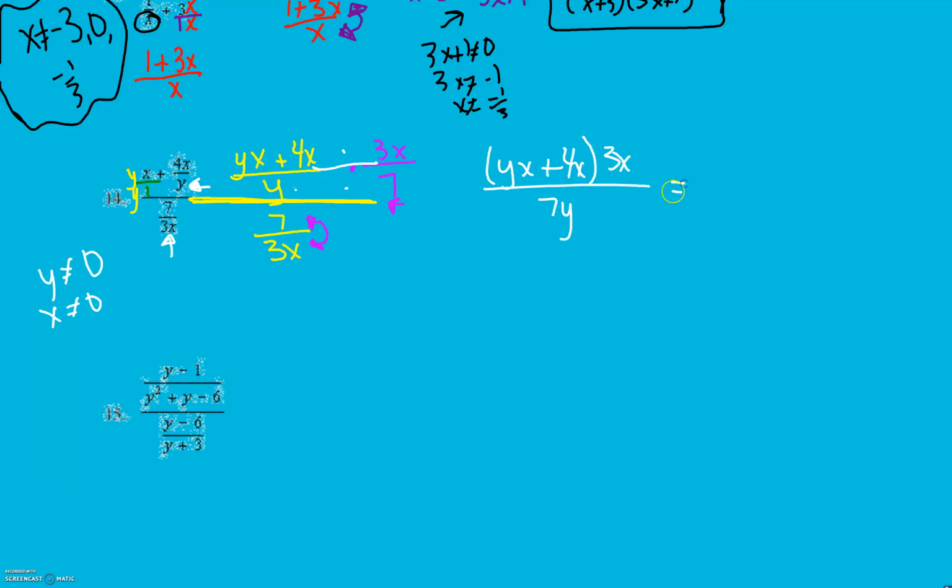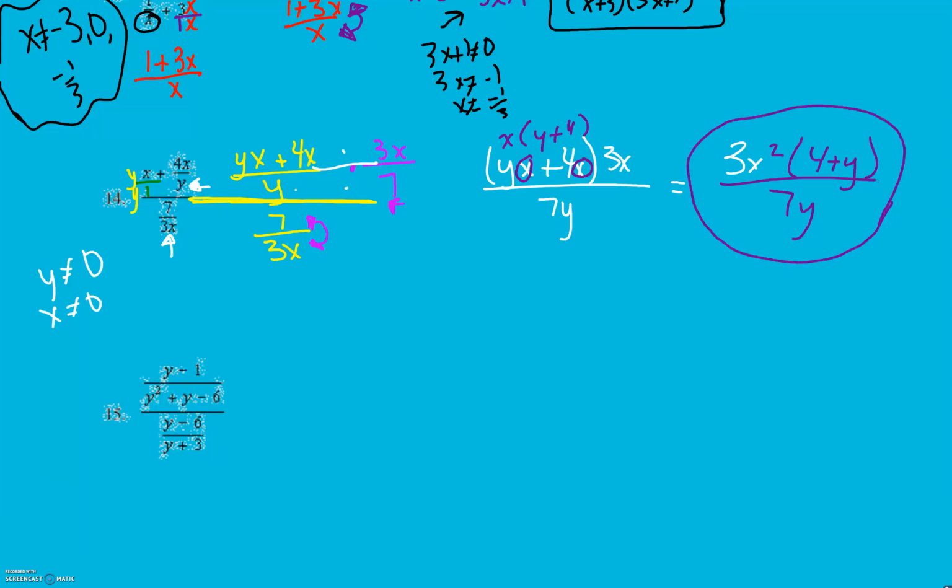We could have written it a little bit cleaner as 3x. I could have factored out the common x here. So x times x is x squared, 4 plus y, or y plus 4, over 7y. Either one of these would have worked. So before I simplified, or my final answer here, I would have accepted either of them. Okay, so either 3x times xy plus 4x all over 7y, or 3x squared times 4 plus y, or y plus 4 over 7y, or anything in the middle there.